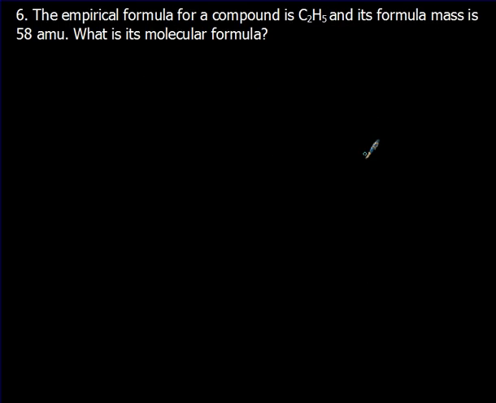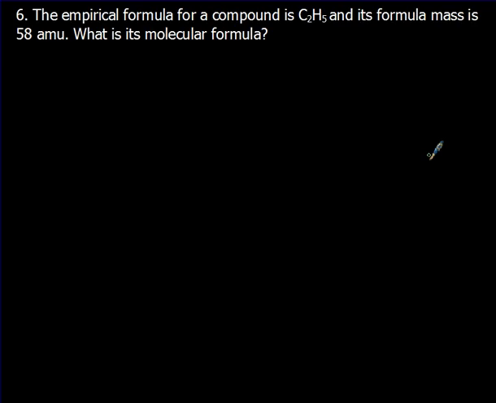All right, the last problem in this video. The empirical formula for a compound is C2H5, and its formula mass is 58 AMU. What is the molecular formula?